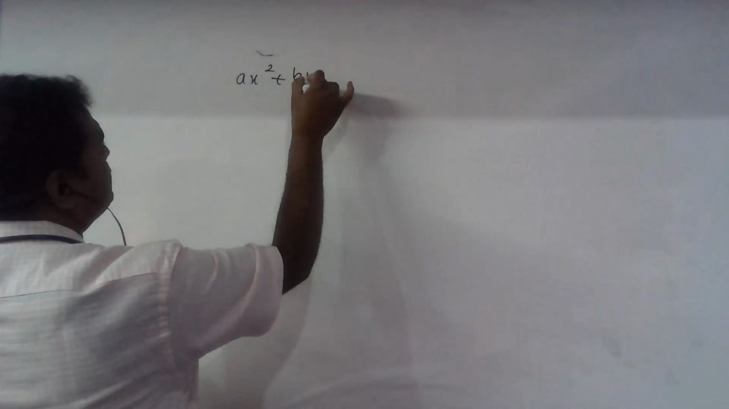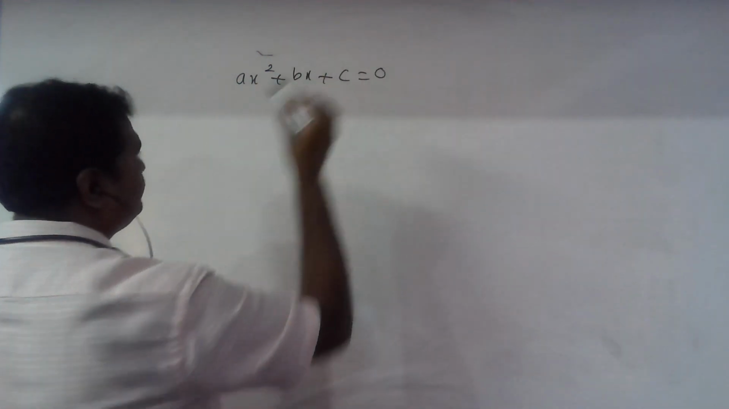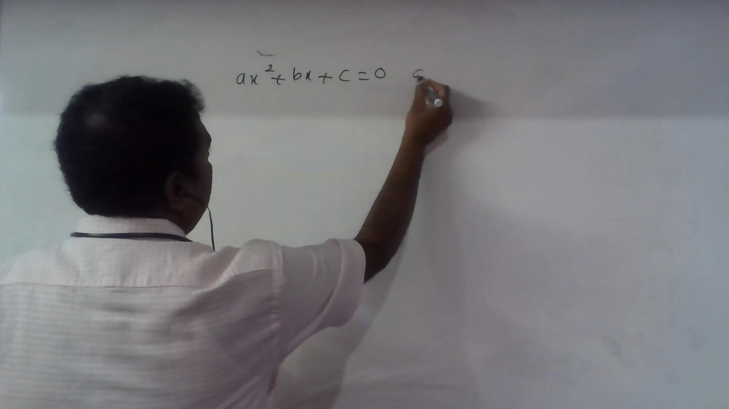So today we are going to learn how to solve a quadratic equation. Now, solving a quadratic equation which is in the form of ax square plus bx plus c equal to 0. So it is a quadratic equation, where a is not equal to 0.